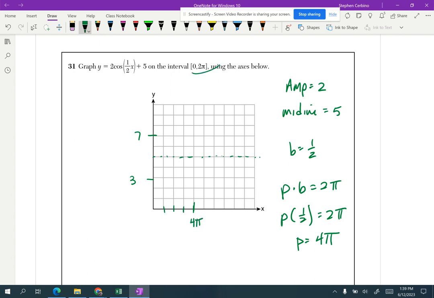Now this only wants us to graph up to 2 pi, meaning I'm not going to see an entire cosine curve here. I'm just going to see half of it. Because if this is 4 pi, 2 pi is only going to be here. Since it's a positive cosine curve, it starts at the maximum and then follows its pattern. So we go maximum, midline, minimum, and we make our curve, and that's all we need to show.